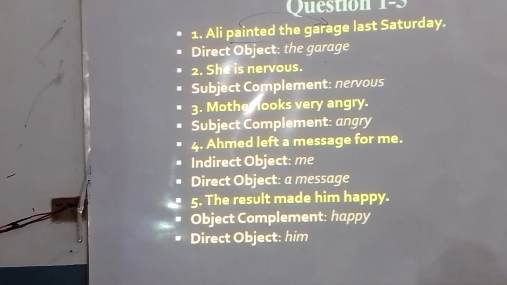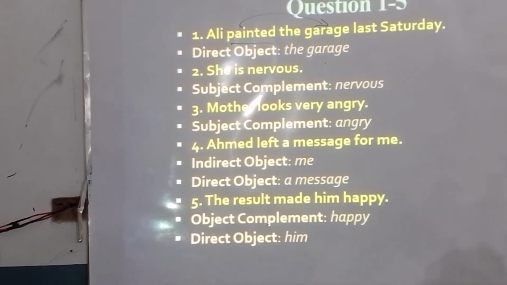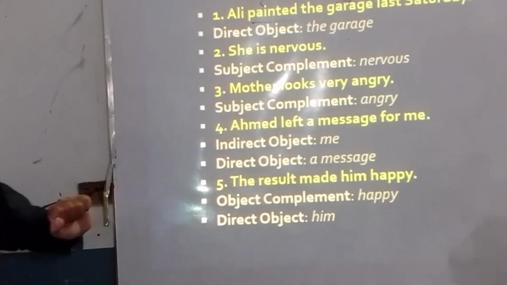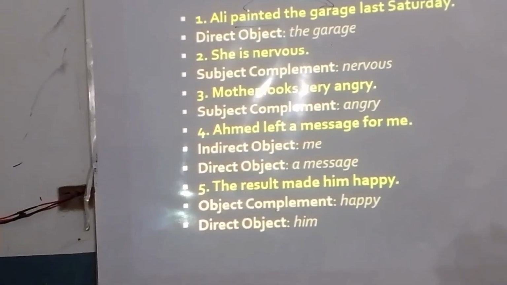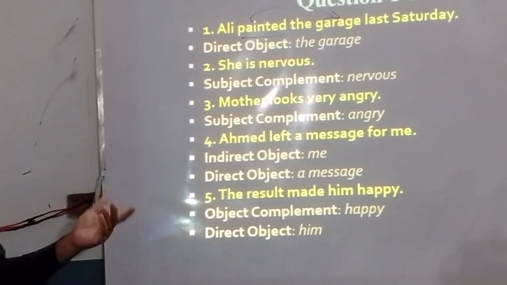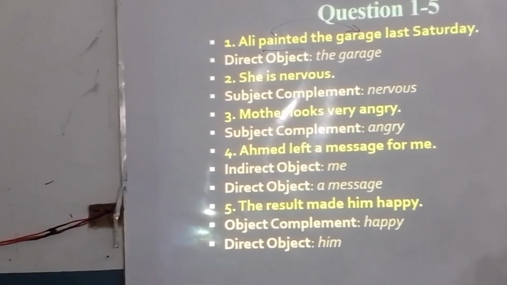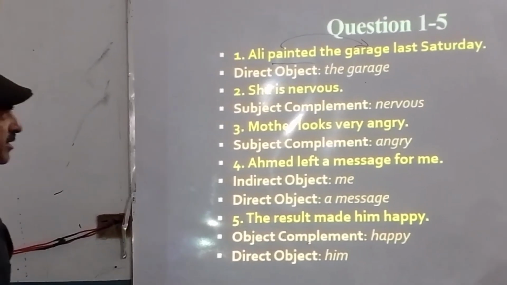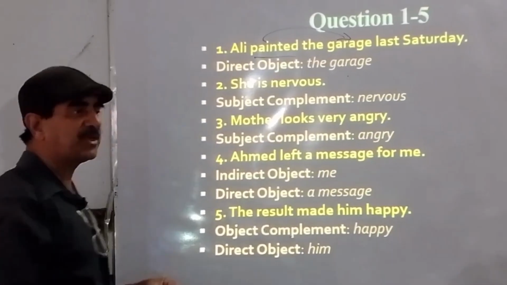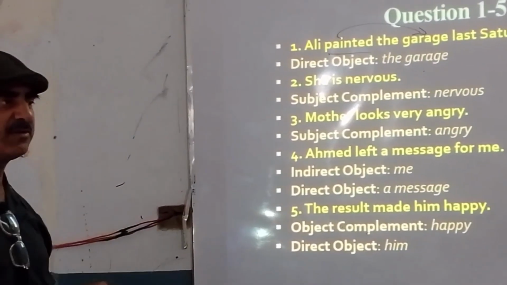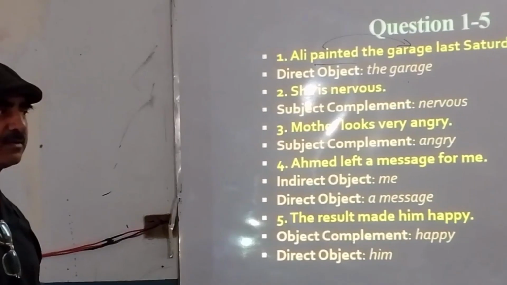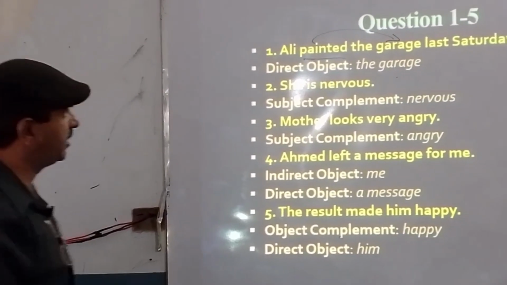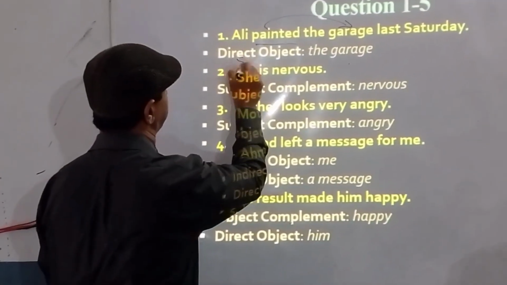She is nervous. Now the answer is already there: subject complement. Nervous is a subject complement. The problem is we will have to find why it is a subject complement. What is the subject, by the way? Who will tell me? Speak one by one. She. She is the subject.